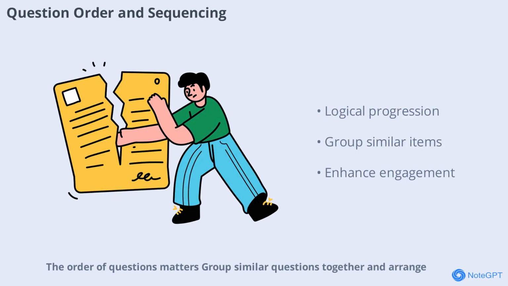Order of questions matters. Group similar questions together and arrange them logically to create a natural flow. This helps respondents stay engaged and reduces confusion. Start with general questions before moving to more specific or sensitive topics. A well-structured questionnaire feels coherent and is easier for participants to complete, leading to higher quality data.